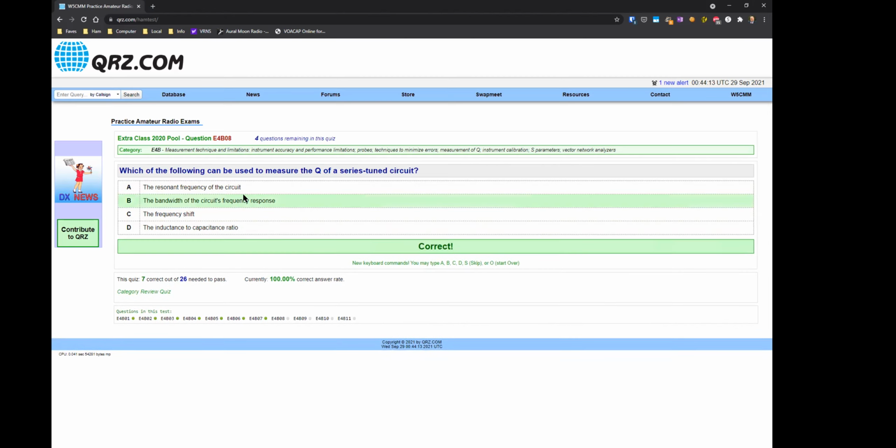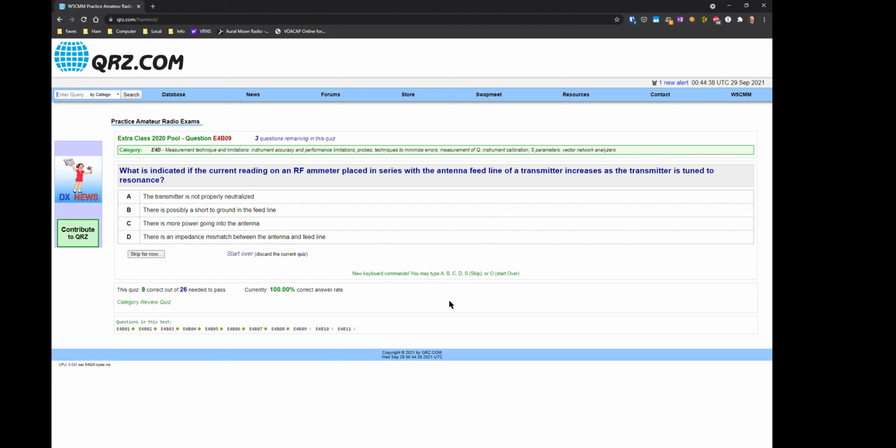B. Yeah, remember that the Q is a value of how wide that is. So by being able to look at the frequency spectrum, you're able to go ahead and determine the Q.